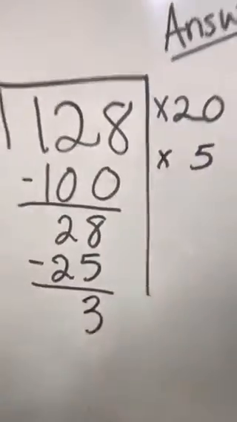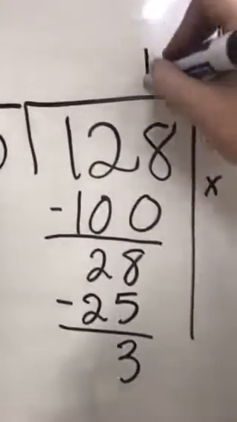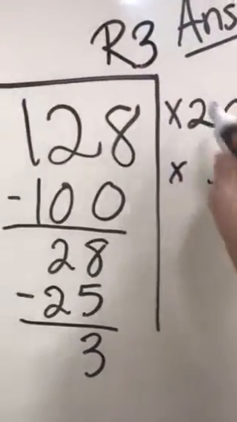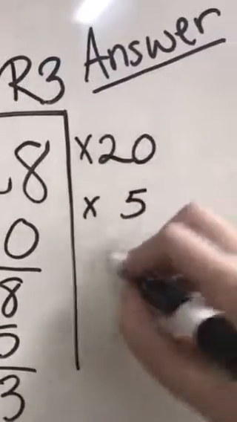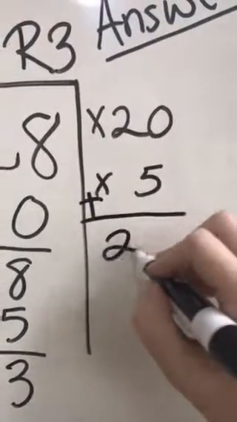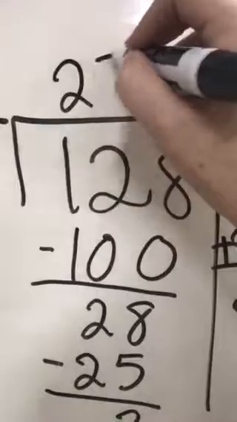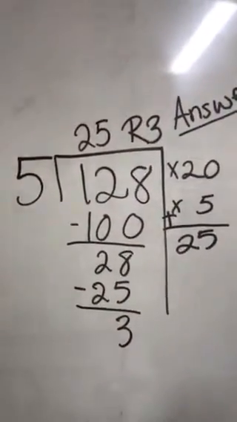And I can't go any further because this is going to be my remainder. So I bring this to my top and I say I have a remainder of 3. And before I can finish, I need to find my final quotient. Since this is my answer key, I'm going to add these together to get my final answer of 25. I bring that up here to show that my answer is 25, remainder 3.